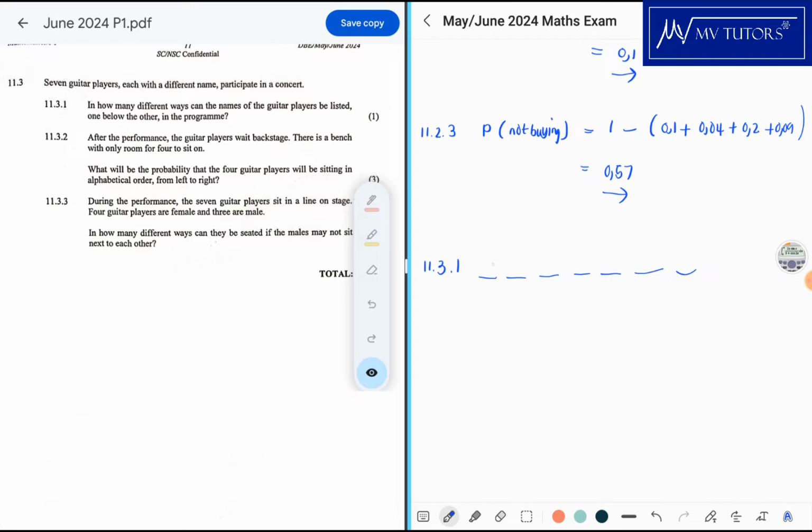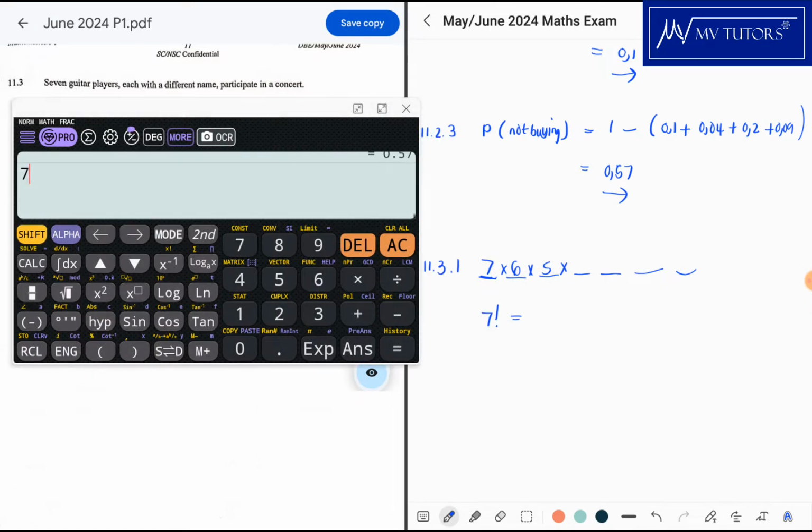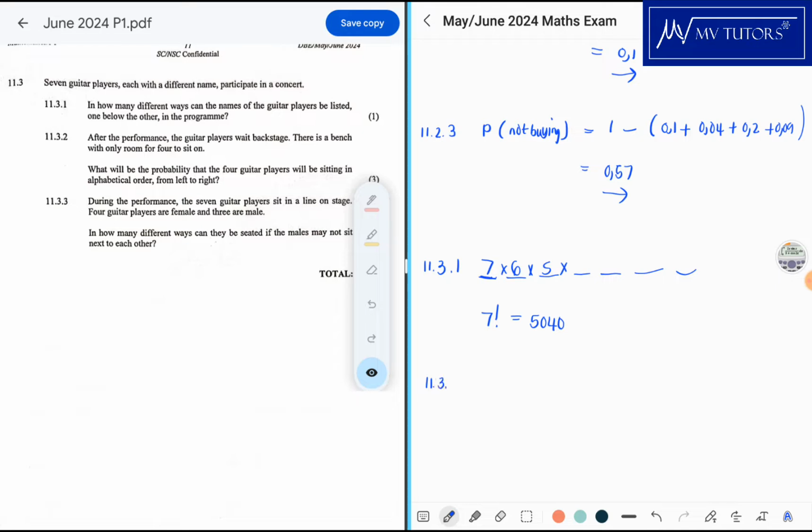Alright, if in the first position you have 7 possibilities, once you have used up that one, you have 6 possibilities, and then 5, and so on. So basically, this is 7 factorial. So what is 7 factorial? It's 5040.